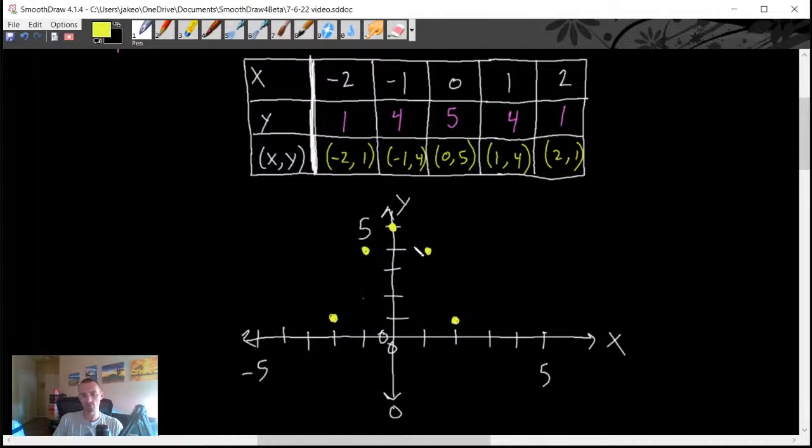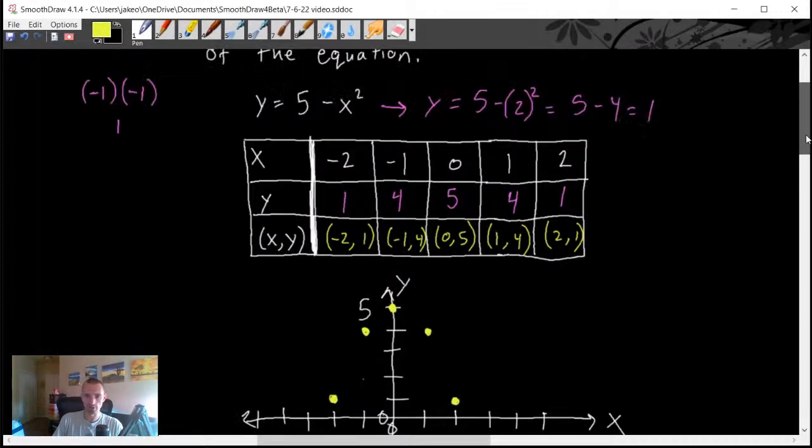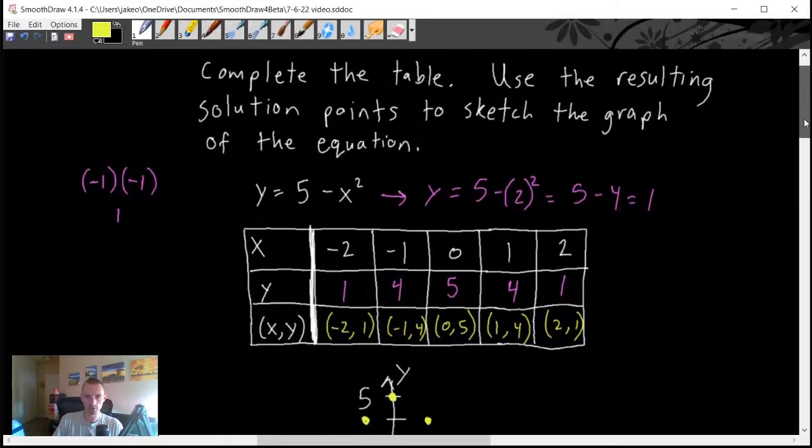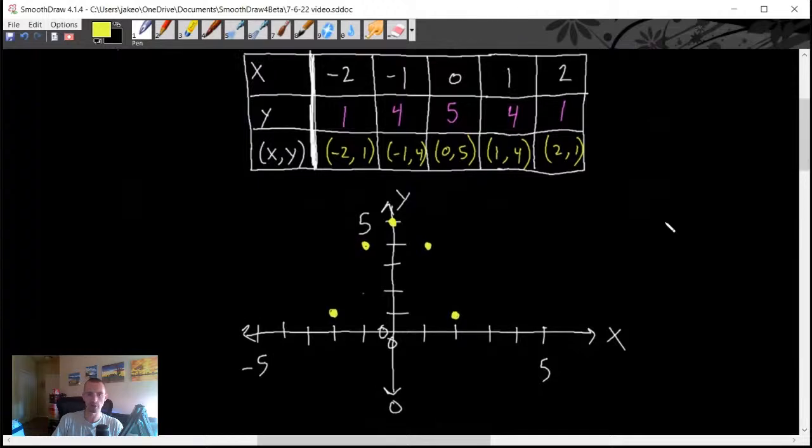So once we've graphed all of our points, we're trying to sketch a graph of this entire equation. Of course, we have these 5 points right here, which we have graphed here. Once you've graphed your points, you kind of just want to connect the dots from there. So if we connect these dots, we're basically going to end up with something that looks like this, a nice downward facing parabola here.